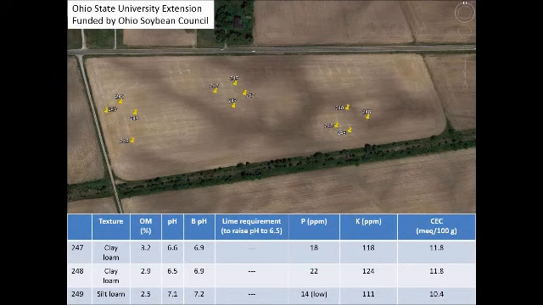So this is an example of what would be returned to the farmer. You get a map of your field with the 3 different sampling locations, and each of those would be from a soil sample. You'd get your texture, organic matter, pH, buffer pH, and your phosphorus and potassium, cation exchange capacity, and this all goes back to the farmer. All the information we collect from the field, we send back to that farmer too.